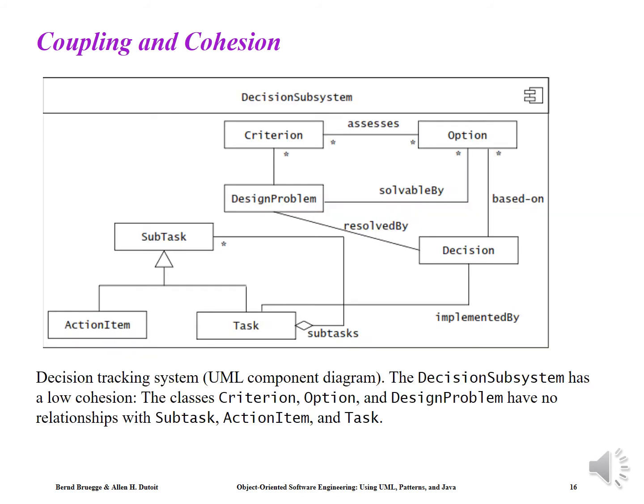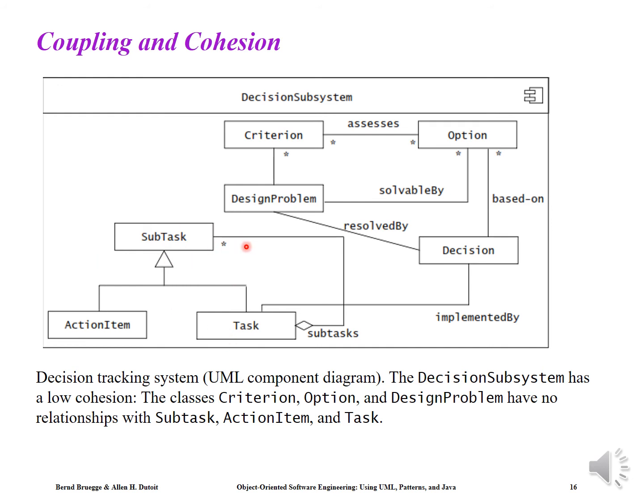So, the decision tracking system represented by a UML component diagram. The decision subsystem has low cohesion. Why does it have low cohesion? Because as you can see, the criterion, option and design problem classes have no relationship with these three classes.